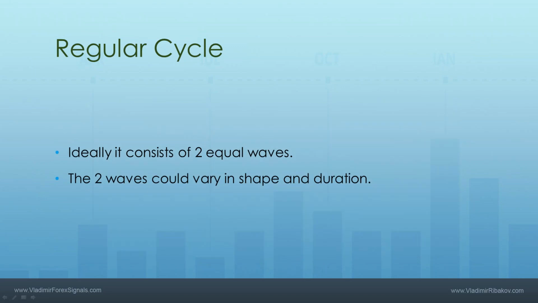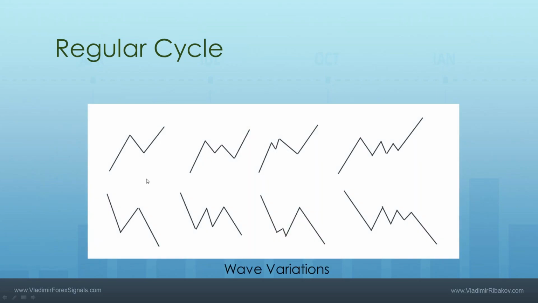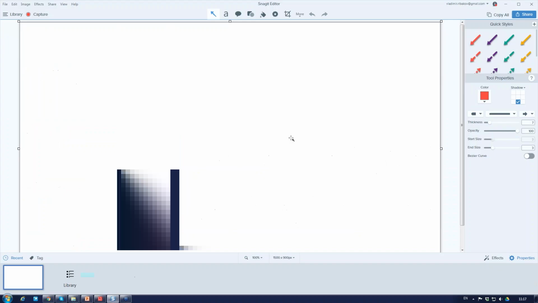Let's now talk about each one and what it includes inside, how it looks. So regular cycle, as I said, the double cycle. Now, ideally, it consists of two equal waves. The two waves could vary in shape and duration. And that's correct for two situations. Now I want to go here for a second and show you the two differences.